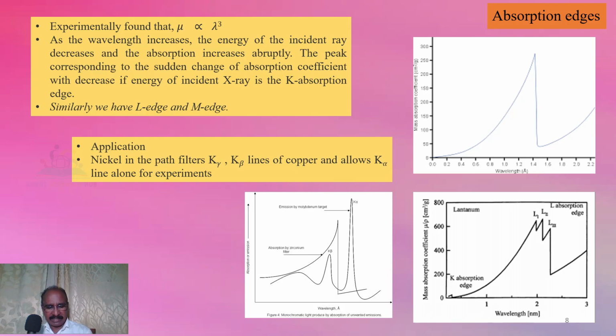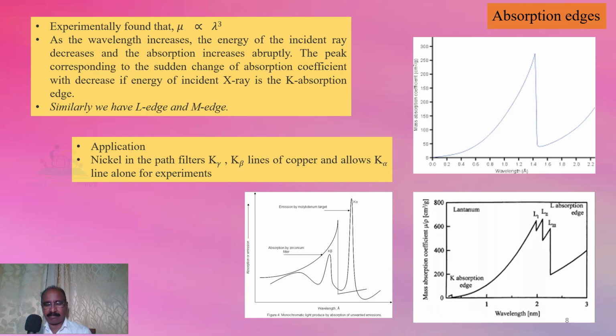Similarly, the second point is, it is also found that dense materials such as lead are more effective absorbers than light materials. So lead has high density. If we take aluminum, it has low density. Therefore, lead will be the better absorber than aluminum. So these are the two parameters which affect the absorption coefficient. And here we can introduce another concept, what is called the absorption edges.